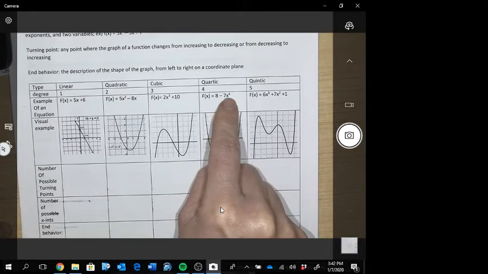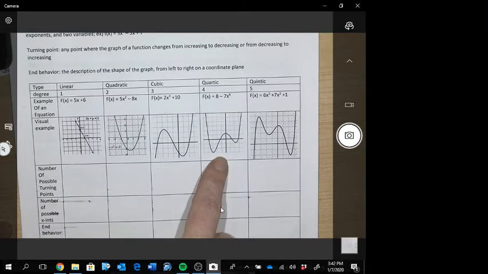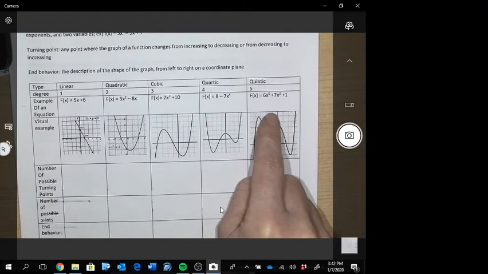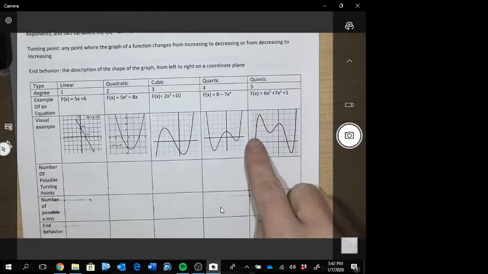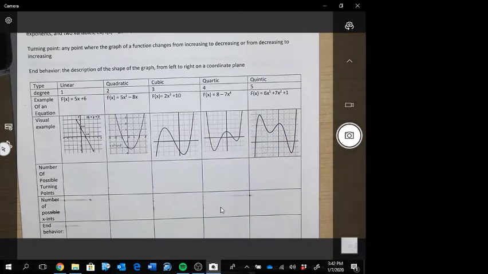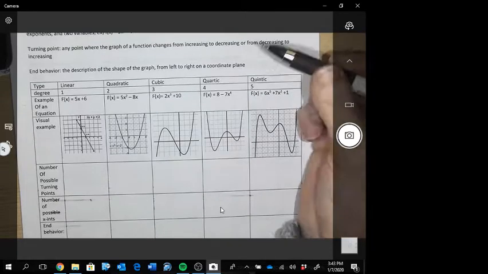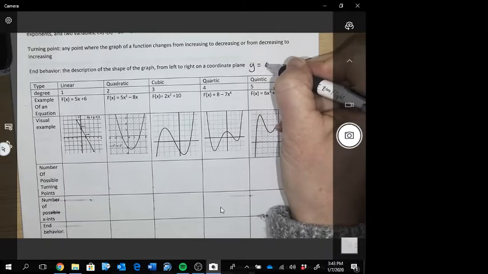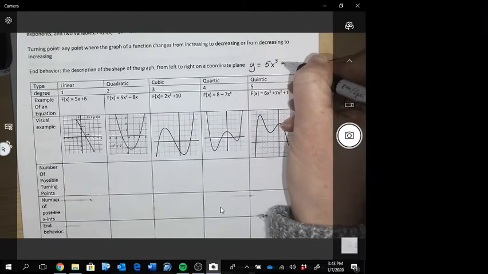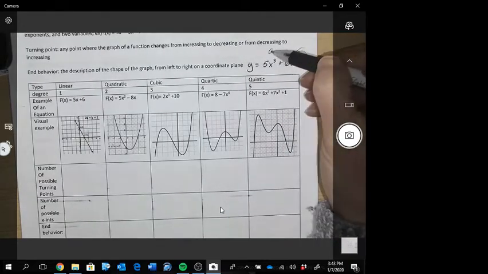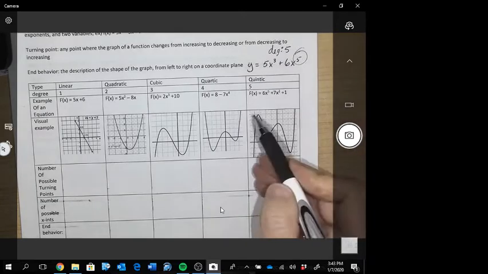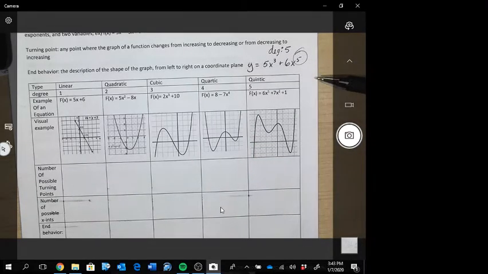Here, the highest exponent I see is a 4. Okay, so it is a quartic, and its shape is a W. And the last is a quintic. It has the highest exponent of 5, and its shape is kind of like an N with an extra bump in it. Okay, please don't get tricked with degrees. So if you see something like this, that would have a degree of 5. Okay, it's not necessarily the first, but it's the one that has the highest.